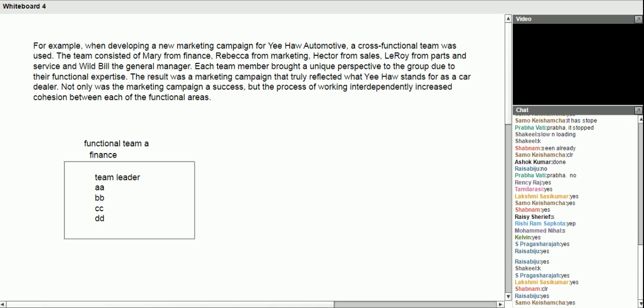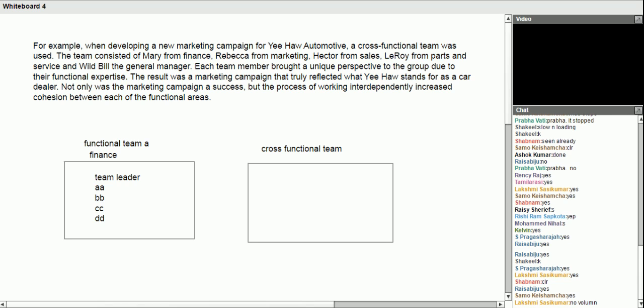Now, when it comes to a cross-functional team, what is that? So this is a cross-functional team, and this is temporary. It is going to have people like Lakshmi, Raisi, Shakil, and suppose Tamil. I'm just choosing the names randomly, so don't take it otherwise.